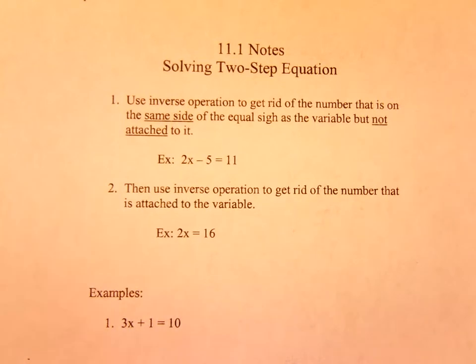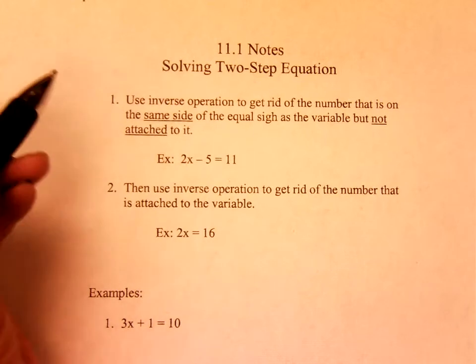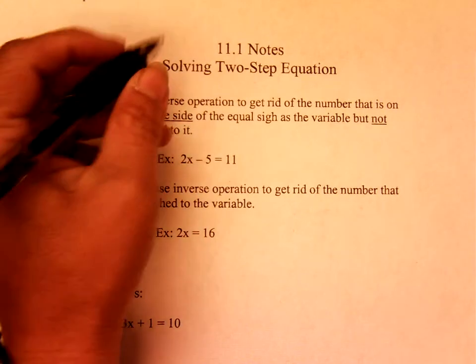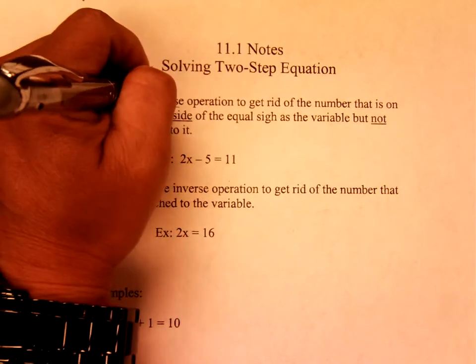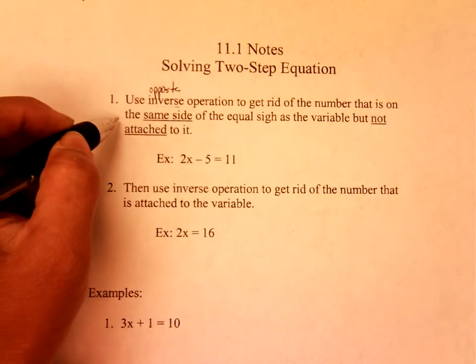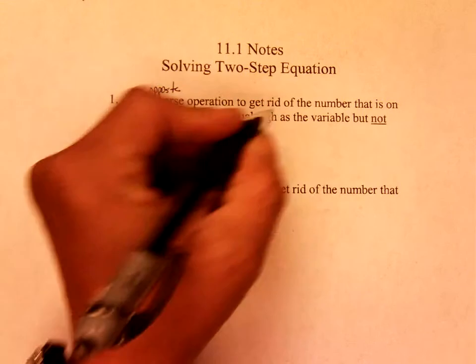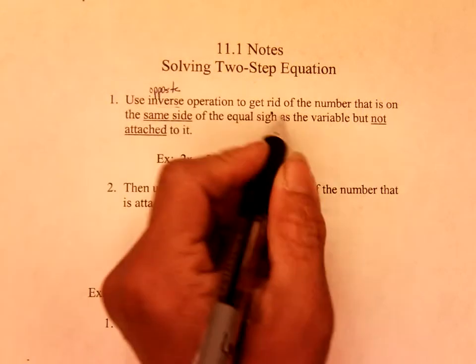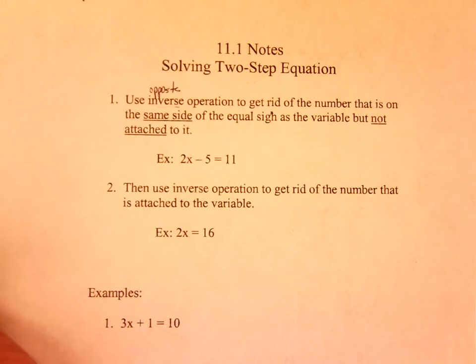Okay, so today's note is 11.1 notes, solving two-step equations. So the first step is to use the inverse operation. Remember, inverse means the opposite operation to get rid of the number that is on the same side of the equal sign as the variable, but not attached to it.